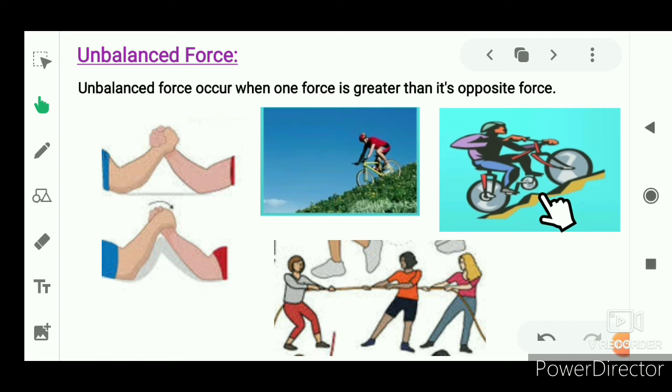One man is riding a bike in the upward direction. So here is the gravitational force acting on his bike and he is applying the force in this direction. Means he has to apply greater force than the gravitational force. उसको gravitational force से ज़्यादा force apply करना पड़ेगा to ride the bicycle in upward direction.